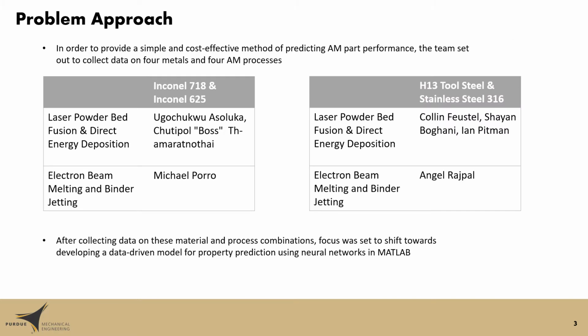In order to provide a simple and cost-effective method of predicting AM metal part performance, the team set out to collect data on 4 metals and 4 AM processes. Below you can see who worked on each process and material combination. After collecting data on these material and process combinations, focus was set to shift towards developing a data-driven model for property prediction using neural networks in MATLAB.